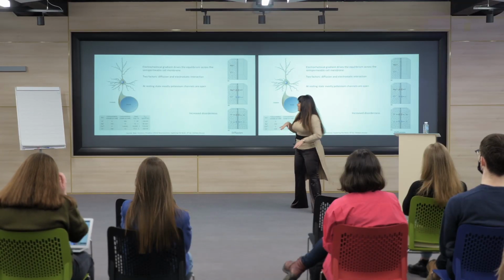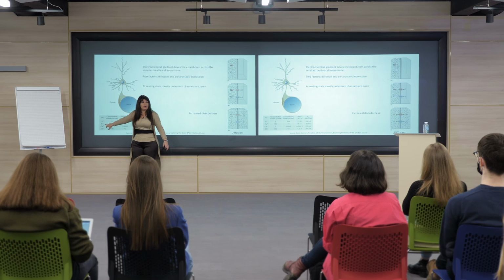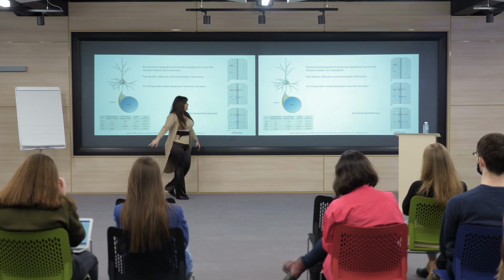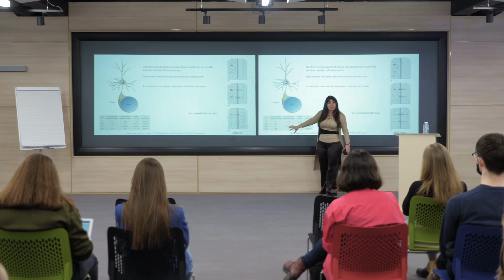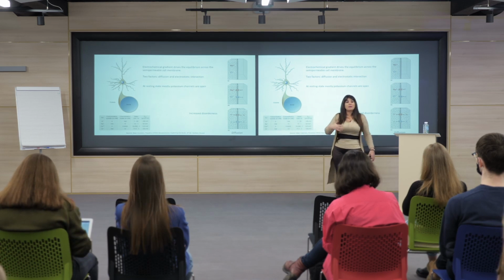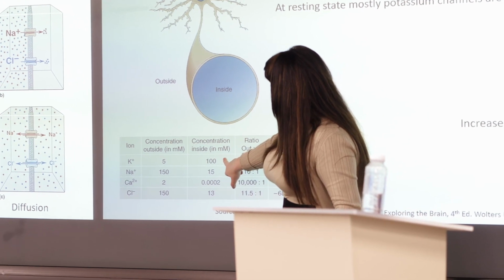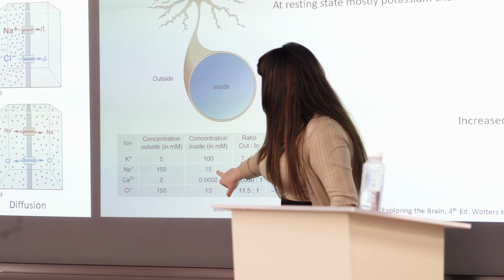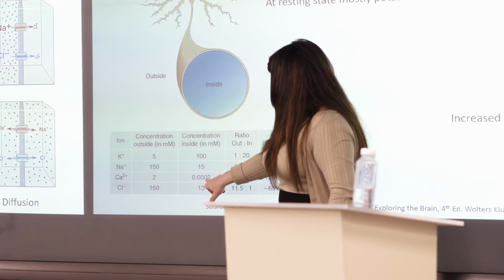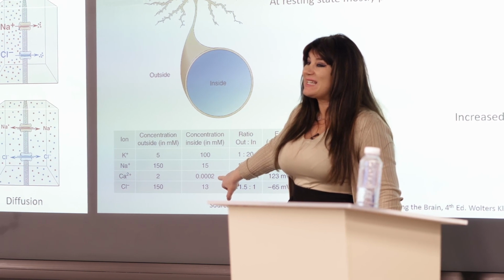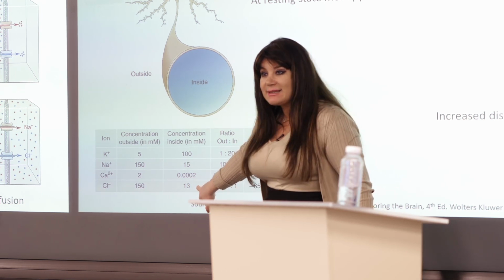So what is the concentration of each of these ions at the inner part and outer part of the neuron? Can you read? What is it in the inner part? What is it in the outer part? Let's not focus on the absolute numbers, but concentrate on relative numbers. Which one is higher? Inside of the neuron, the concentration of potassium is higher compared to the outside. Inside of the neuron, the concentration of sodium is less compared to the outside. The concentration of calcium is less compared to the outside. The concentration of chloride is less compared to the outside.